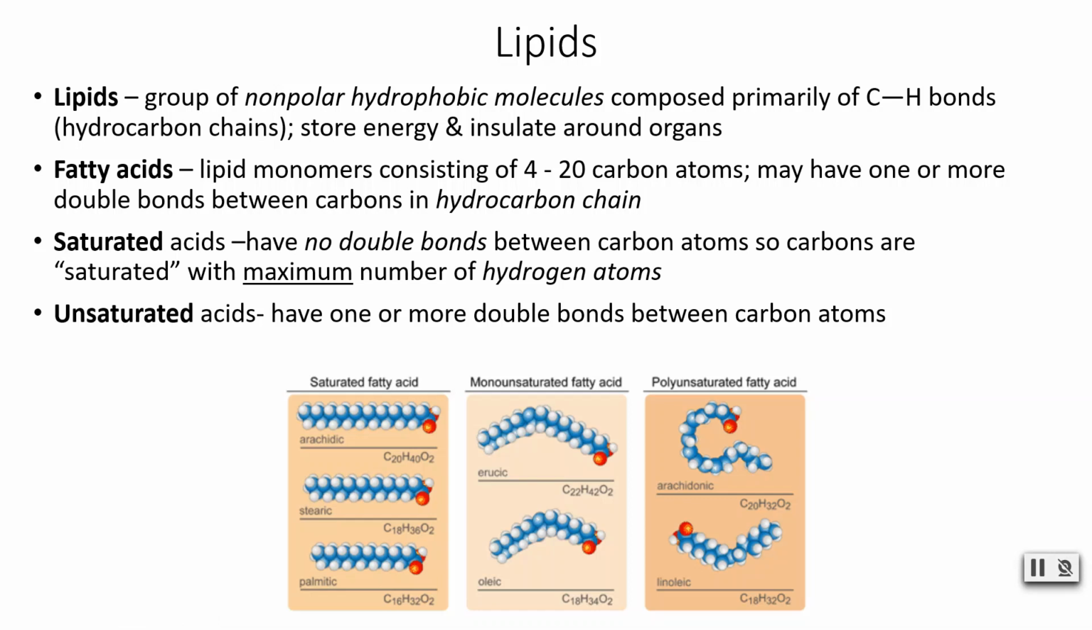Which is literally how you get a liquid versus a solid versus a gas. The closer the molecules are to each other, the more likely they are to be solid. If they're spread a little farther apart, you've got a liquid. If they're very, very far apart, you've got a gas. So saturated are solids at room temperature. Unsaturated are liquid at room temperature.